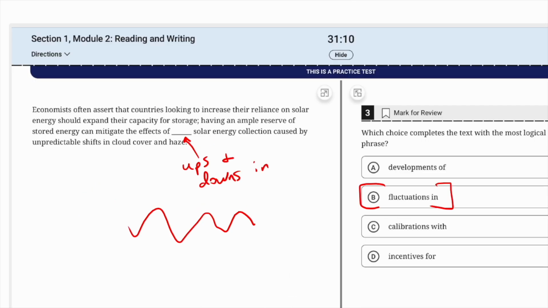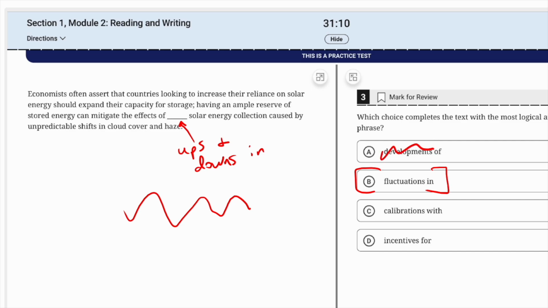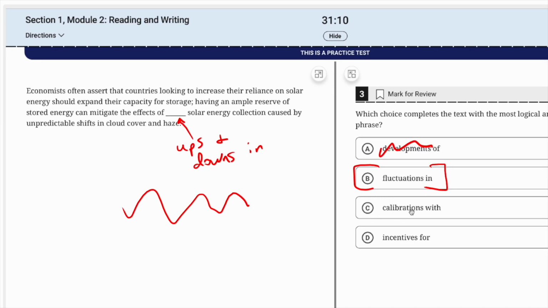So developments of doesn't really make much sense here. Calibrations, if you calibrate something, that's like calibrating a tool. Like you might calibrate a scale or some other measurement tool to basically make sure that it's accurate. Make sure that it's not giving you systematically inaccurate measurements. And then an incentive would be, if people were somehow paid money to collect solar energy, there would be an incentive for them to do so. But our answer here will be B, fluctuations.